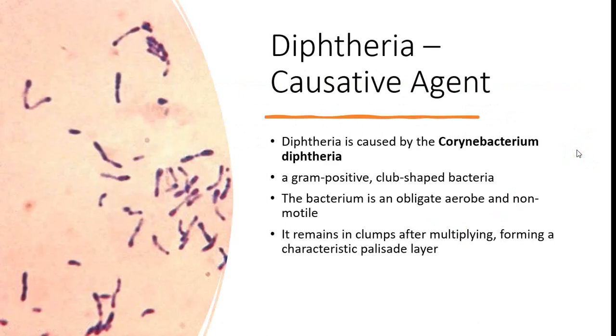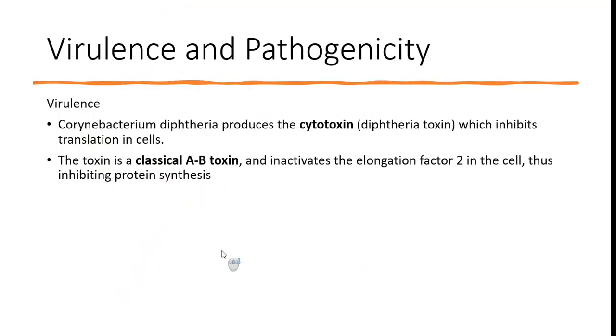Diphtheria is caused by a bacterium known as Corynebacterium diphtheriae. It's a gram-positive bacterium. As you can see in this picture, it's a club-shaped bacterium. It is an obligate aerobe, so it's going to have to be in areas where we have some oxygen. Sometimes you'll hear it called a palisade, and that's because of how this bacterium tends to clump together.